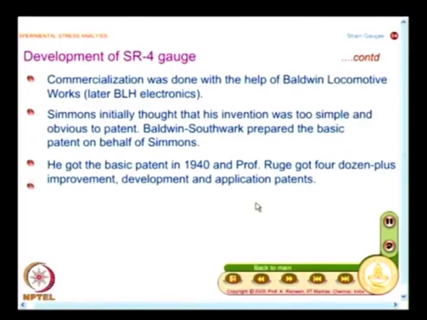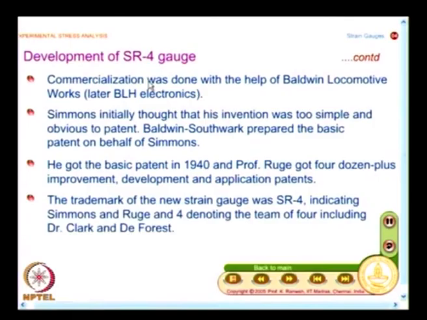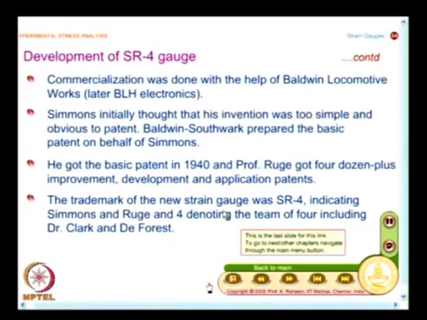It is very important. That is how BLH Electronics did the commercialization. Simmons initially thought that his invention was too simple and obvious to patent, so it was only Rouge who decided to patent the work. At that time they found Simmons' work and they were disappointed. At that time De Forest, from his experience, brought these two teams together. So, finally you had this new strain gauge which was born, and which is christened as SR4.